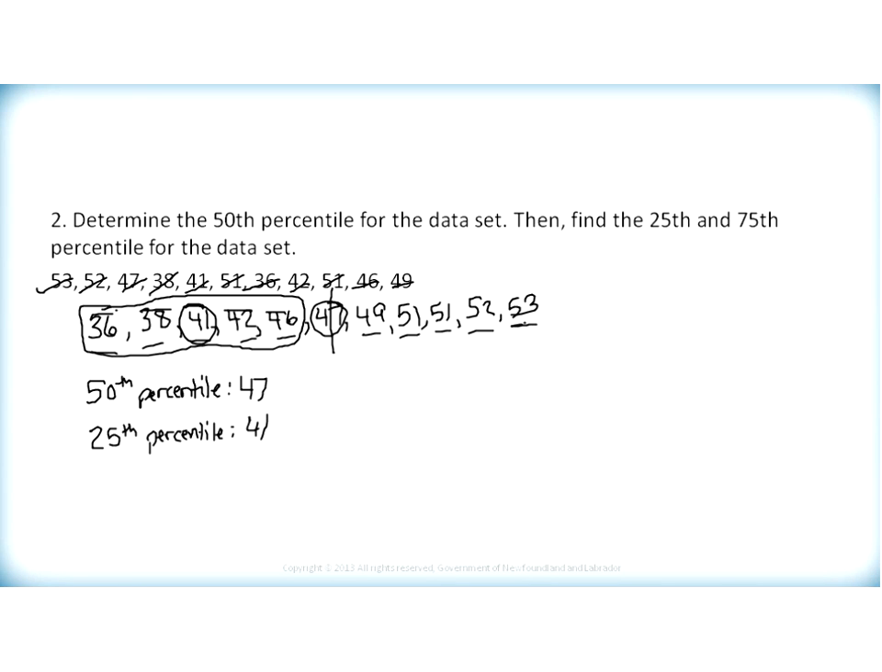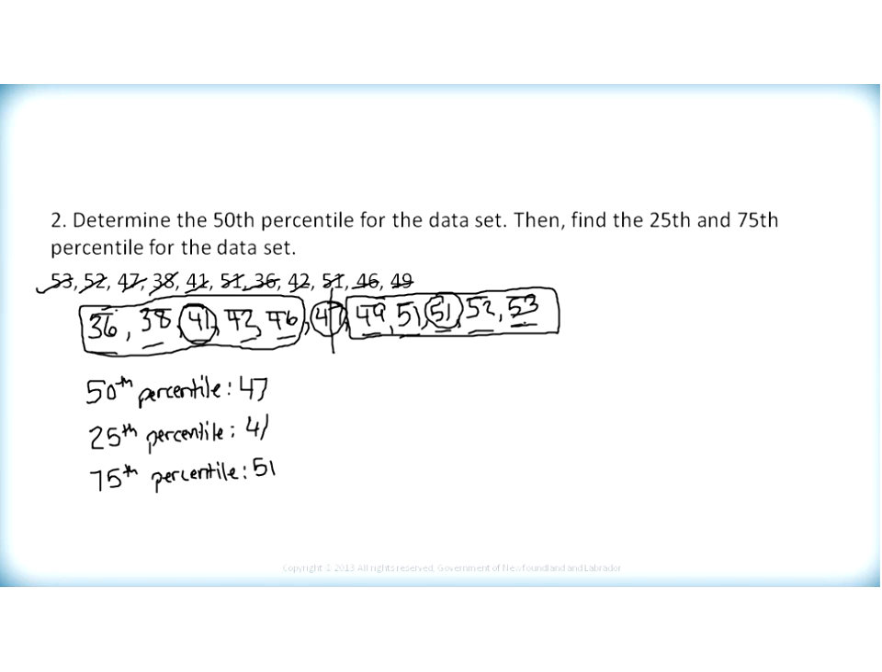For my 75th percentile, I'm going to have to do the median of the top half of my data. So cross off the two highest and lowest, then the next, and I'm left with a value here. So my 75th percentile is equal to 51. So what that means is that 75% of my data is less than the number 51.